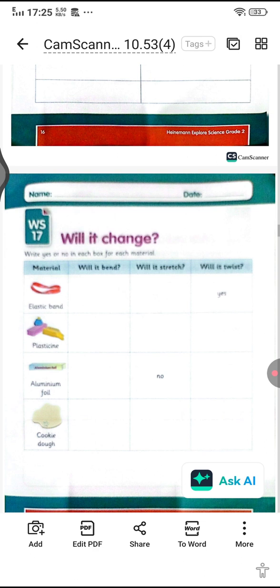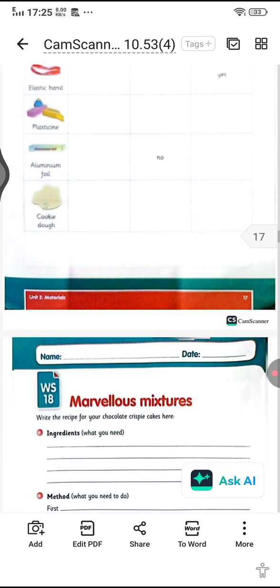Aluminium foil, will it bend? Yes. Will it stretch? No. Will it twist? Yes. And cookie dough, will it bend? Yes. Will it stretch? To some extent it stretches. And will it twist? Yes, it is twisted. In all the three columns you will provide yes.